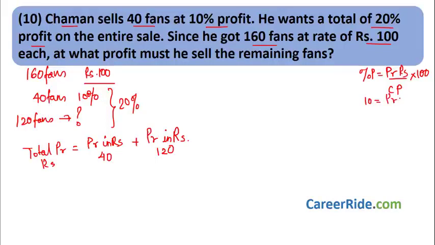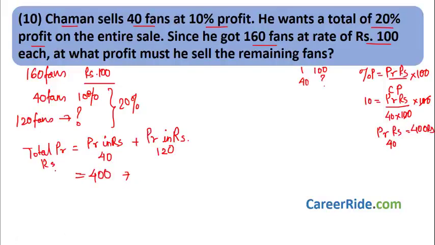Profit in rupees is how much? We do not know. What is the cost price for 40 fans? One fan is 100 rupees. 40 fans are how much? 40 into 100, multiplied by 100. This gets cancelled. Then the profit in rupees for 40 fans would be 40 into 10, 400 rupees. So the profit is 400 rupees, right?